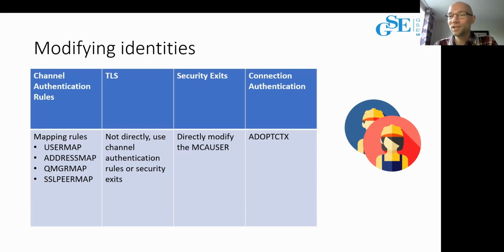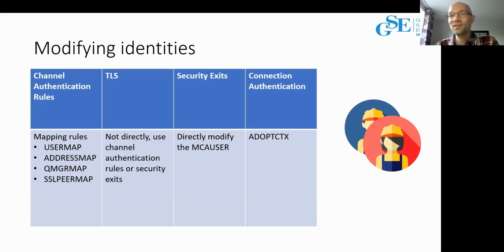It's also what the security exit does when it runs and it allows a connection through. The MCA user is the user ID that's going to be used by the channel for the lifetime of this connection, and it's what all the authorization checks are going to be done against when the connection tries to do things like opening queues in order to put and get messages. Now, all those things that I've talked about so far on this slide are valid for connections both from applications and queue manager to queue manager connections.